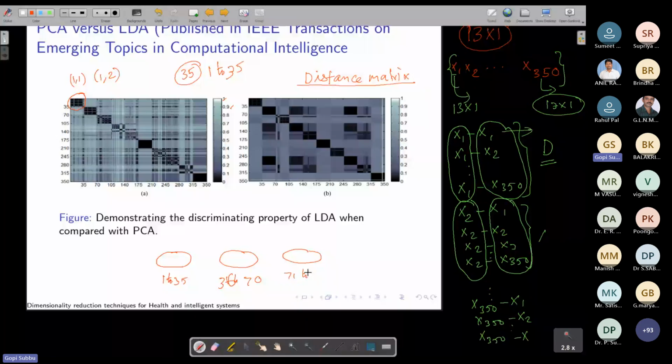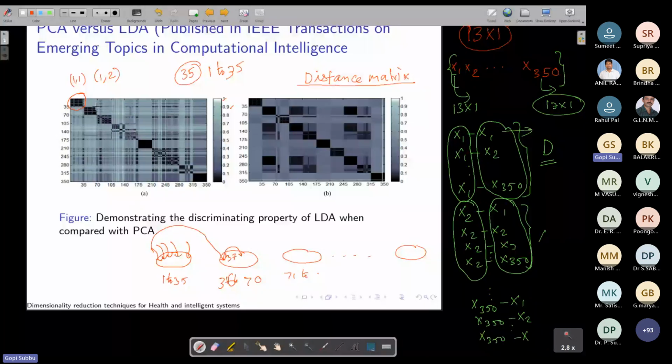What we really found was the first vector with first vector, with second vector, first vector with third vector, and so on up to 35. Whenever I am computing the distance within this class, they are very close. That's why it is showing black. And similarly, 36 with 36, 36 with 37, 36 with 38, and whatever vectors are available between 36 and 70, if I find the distance value, they are also close.